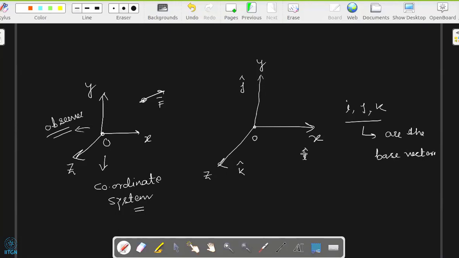And in geometrical space, we are saying it is three-dimensional because three linearly independent bases are formed in order to define it. That's why we say our geometrical space is three-dimensional. This is the reason. So we have i, j, k as the base vectors, and they are perpendicular to each other.